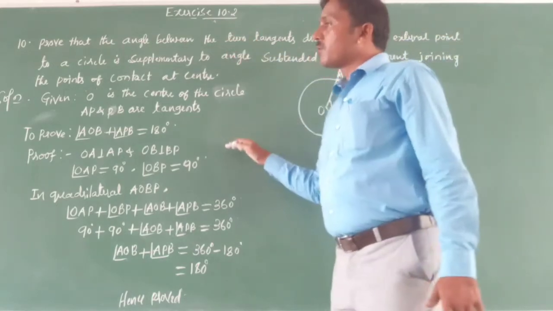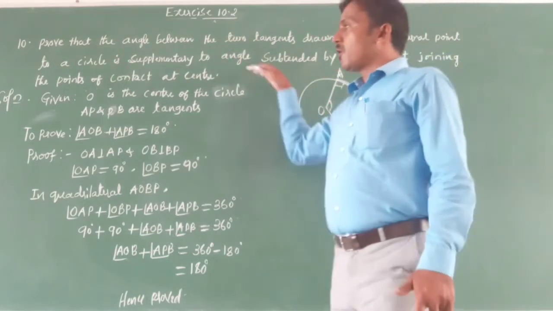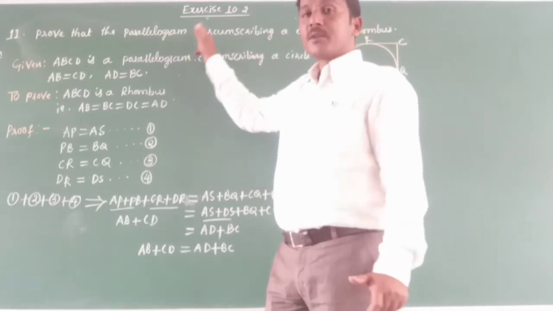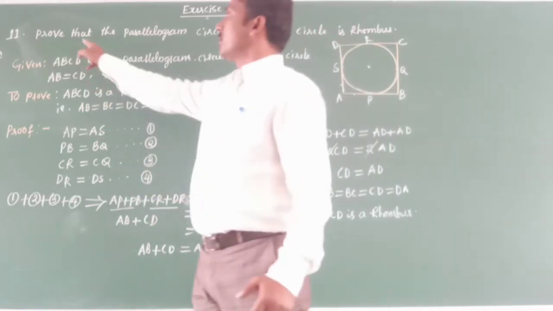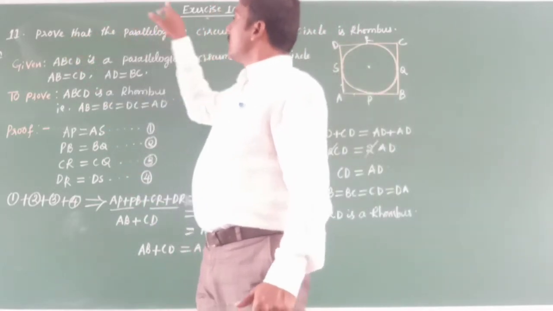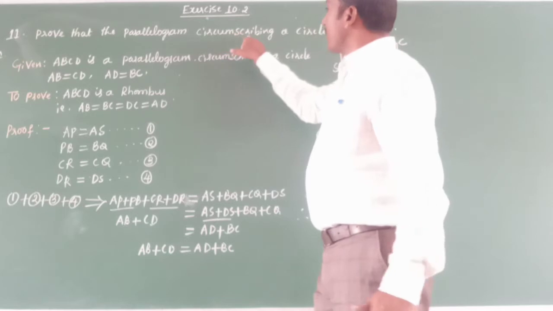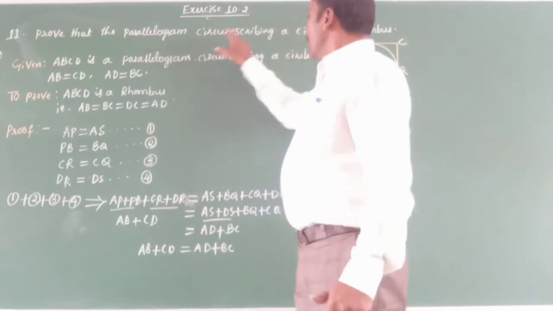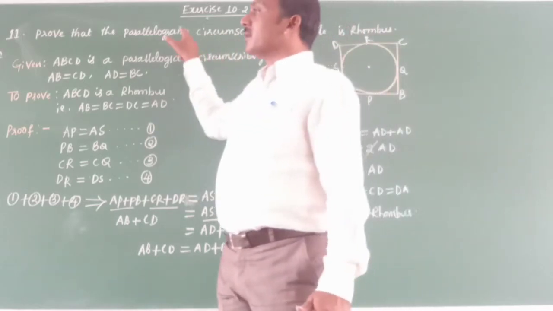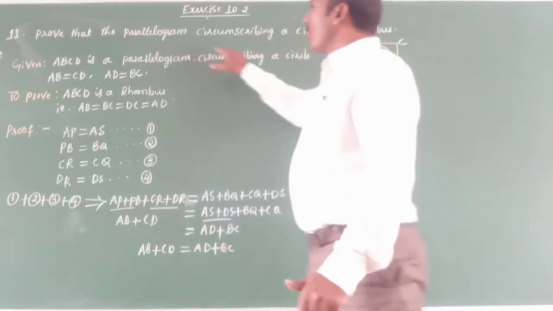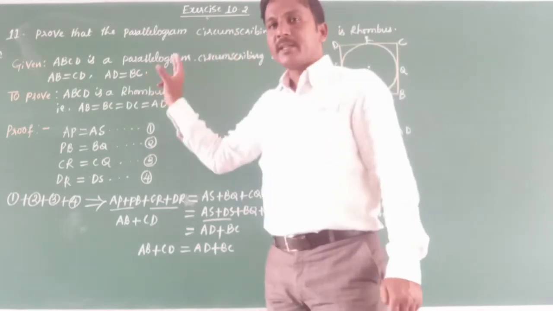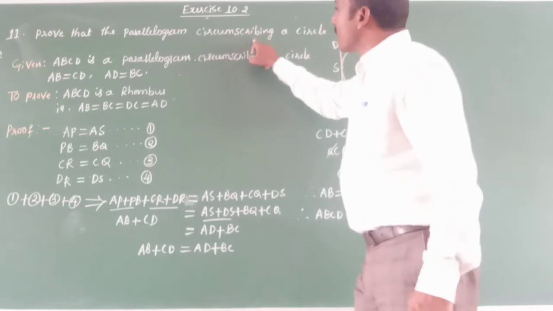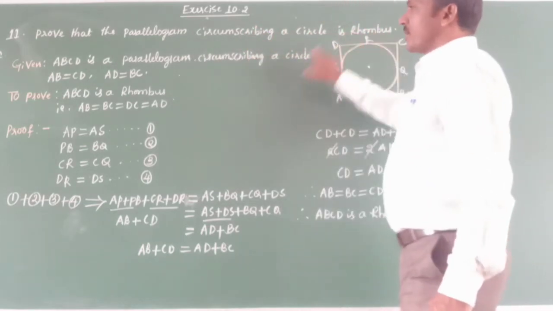According to the question, you have to draw the diagram and prove. These are all standard questions. Try to practice these. 11th question from exercise 9.2. The question is: prove that the parallelogram circumscribing a circle is a rhombus. Circumscribe means the circle is inside and the parallelogram is outside. The circle is kept inside the parallelogram.